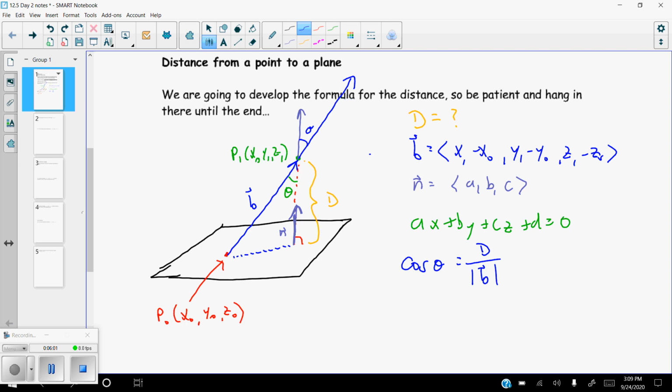And that would be the cosine of the angle. So what I could obviously do then, to solve that for d, is multiply both sides by the magnitude of b. So we get that d is equal to magnitude b cosine of the angle in between. And while that is a formula that we could use, it's not going to be extremely useful in developing the distance formula.